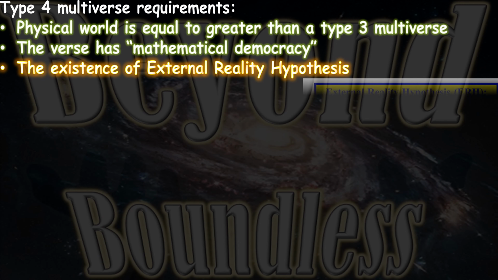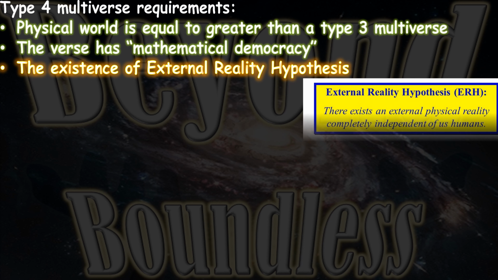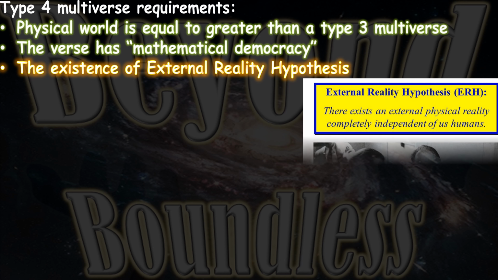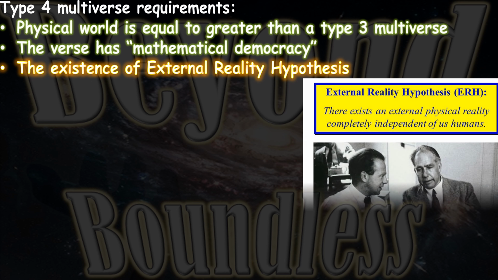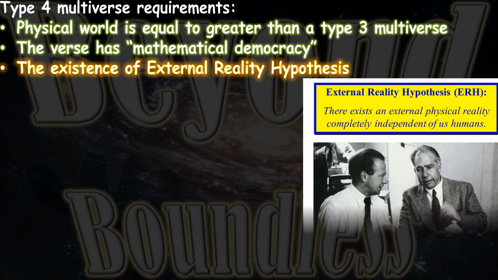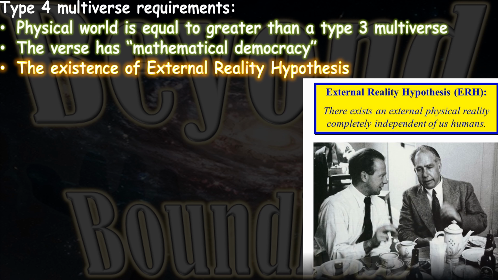Assumption 3, External Reality Hypothesis. There exists an external physical reality completely independent of us humans. To explain how an external reality hypothesis may work, since that definition does sound a bit vague, we can look at a multiverse model that in fact uses external reality hypothesis.